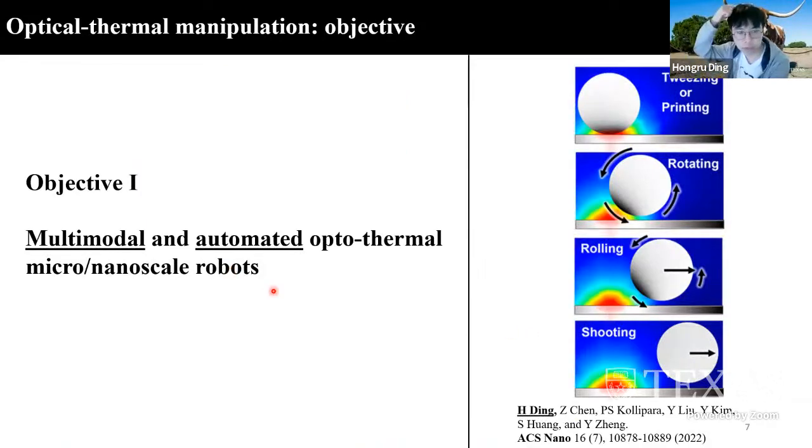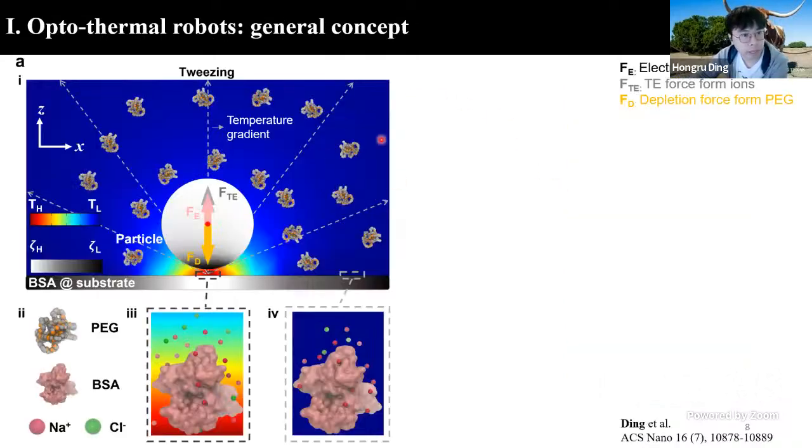My first project is to overcome the first limitation to achieve multimodal manipulation. As you can see in the schematic, by adjusting the distance between the particle and the center of the laser beam, we can achieve tweezing, printing, rotating, rolling, and shooting, basically 5 different manipulation modes. Let's quickly take a look at the mechanism.